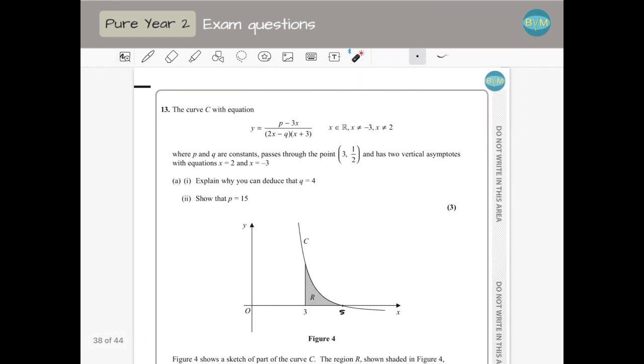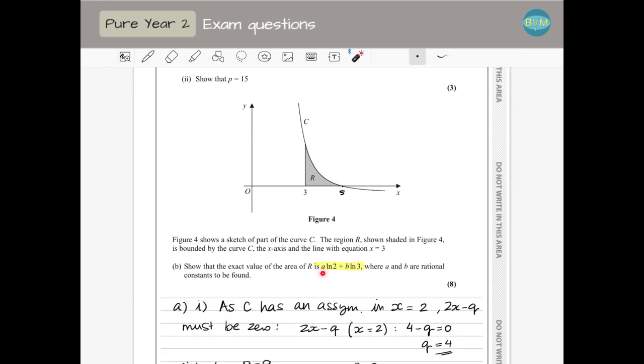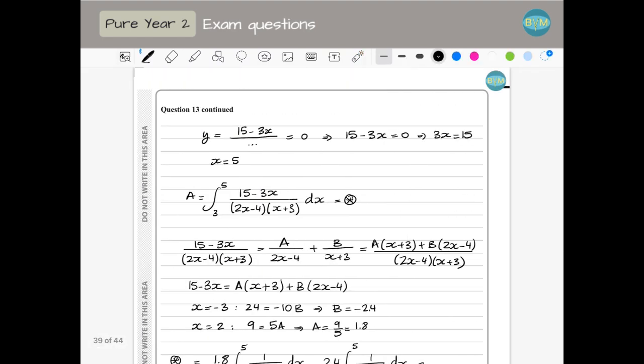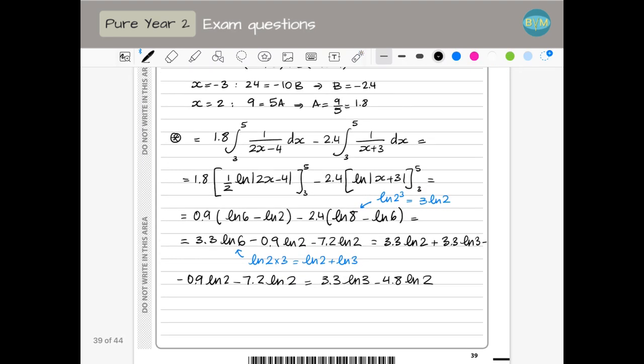And then I have it. So this is my expression. I'm going to write just a and b. So a is the coefficient of ln 2, so a is minus 4.8. And b is the coefficient of ln 3, so b is 3.3.